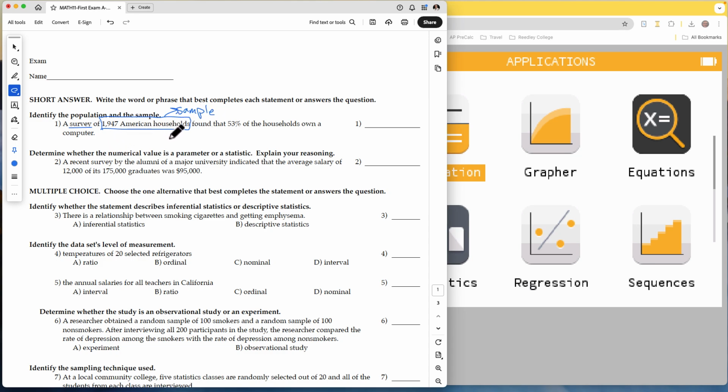Once you've identified the sample, because it was a survey, it would only have been a population if they called it a census, that they asked everyone. But there's certainly more than 1,947 American households. But it does identify what the population would be. The population is going to be equal to all American households, or whatever names here, right? So it's oftentimes easiest to identify the sample, and then from that we can say that the population is going to be all of whatever they're talking about.